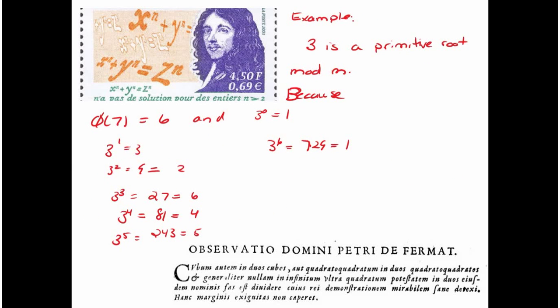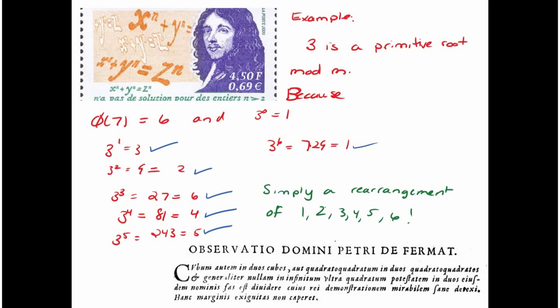So an example is 3 is a primitive root mod 7. Because the totient function of 7 is 6, because 7 is prime, and if I take the powers of 3, the first time I get 1 mod 7 is when I take 3 to the totient power. 3 to the 6 is congruent to 1 mod 7. Notice here that if I list the numbers 1, 2, 3, 4, 5, and 6, the powers of 3 that I get are really a rearrangement of 1 through 6.